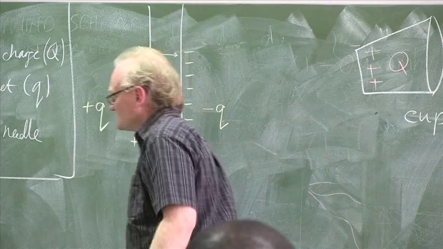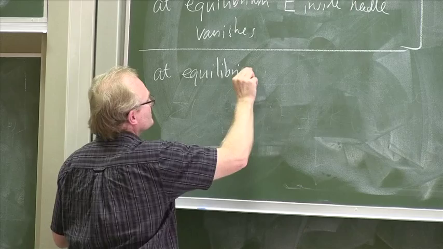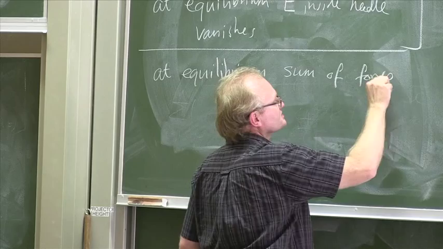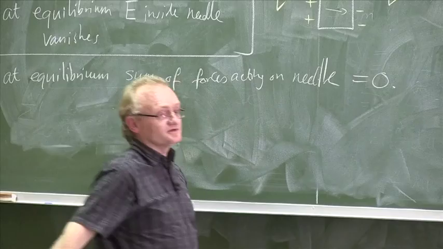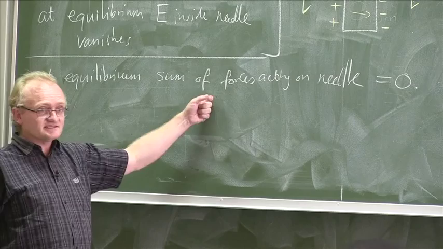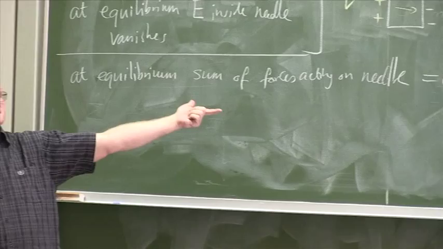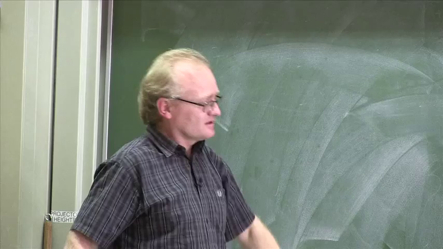So the other thing that we will do is we will say, at equilibrium, the sum of forces acting on the needle is equal to zero. That's the second idea that we will use. And because the gravitational force acts, we're going to be able to actually start estimating the size of some of the other forces, because we can estimate the size of gravity. Good. So let's try to implement this first idea. So first of all, let's think about the needle.